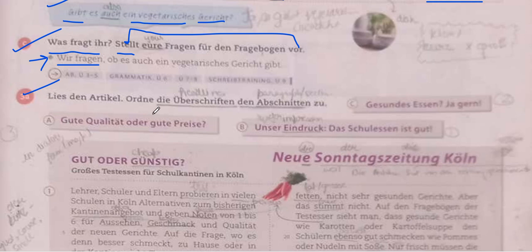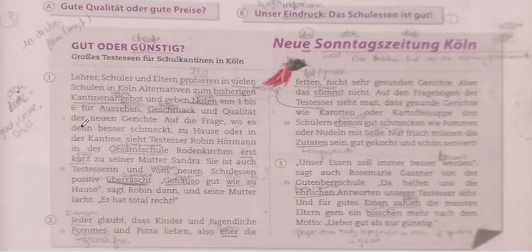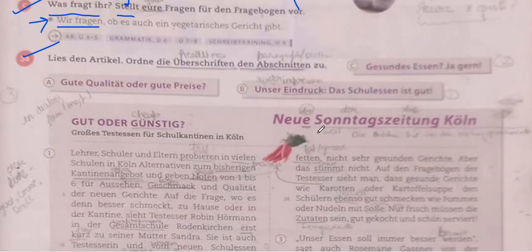Lies an article, that means read the article. This is an article. Ordne die Überschriften den Abschnitten zu. And you have to put in order. That means they have given you some headlines. You have to match them with the paragraphs. So they have given you 1, 2, 3 paragraphs, and you have to match them according to A, B, C, whichever is the most suitable. So Überschriften, you can understand. Über is up, Schriften written. So headlines, right? Abschnitten, paragraph.